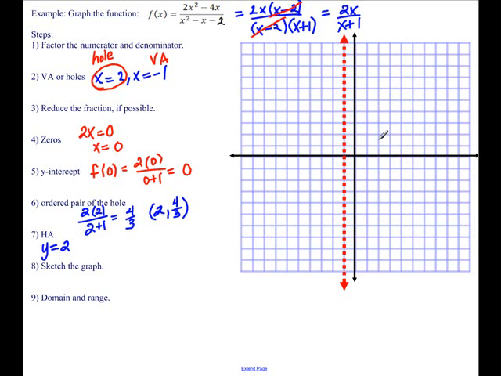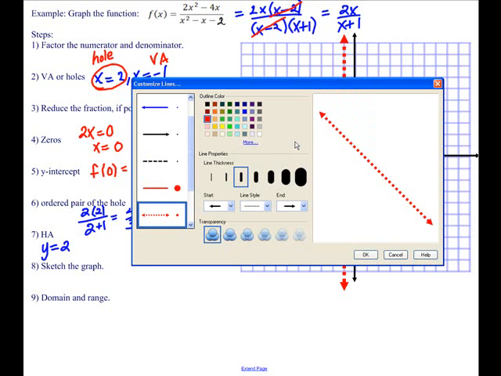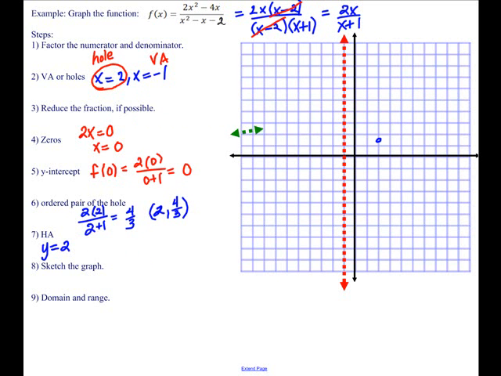So 4 thirds is 1 1/3. So we're going to have to just approximate there. We also know that we have a horizontal asymptote at y equals 2. So let me just change the color of that just to distinguish it. So y equals 2. Now we need to probably plot a few additional points so that we can figure out what's going on with the graph. I do know one other point I can plot, and that is my y-intercept and x-intercept are both at 0, 0.